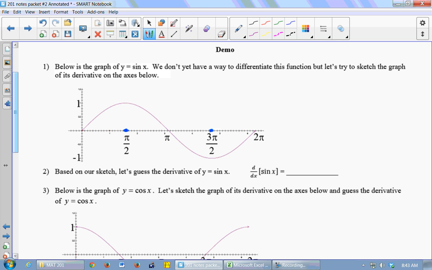Okay, so now move a little bit to the left of pi over 2. Is my derivative positive or negative? Positive. My tangent line has positive slope. What does it look like the slope is right at 0? 1. The slope of that tangent line looks like it's 1. You guys are too quick.